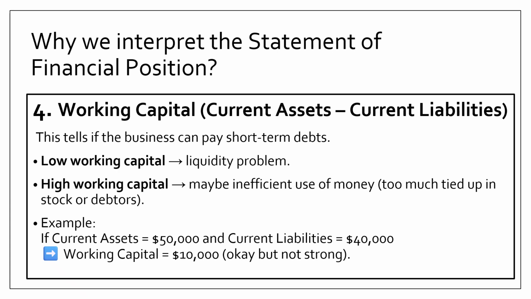Number four, what is working capital? It is current assets minus current liabilities. Hence, the statement of financial position tells if the business can pay short-term debts. If it is a low working capital, it means the business has a liquidity problem. If it is a high working capital, maybe it shows inefficient use of money, too much tied up in stock or debtors. For example, if current assets are $50,000 and current liabilities are $40,000, working capital equals $10,000. It's okay, but not too strong.